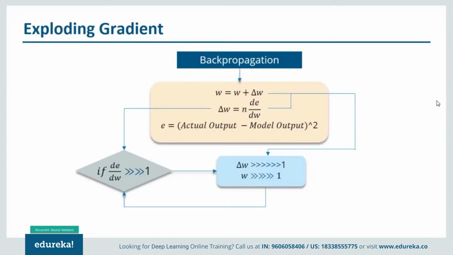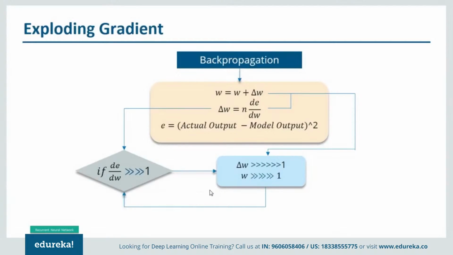Similarly, when I talk about exploding gradient, it is just the opposite of vanishing gradient. So what happens when your gradient, dE by dW, becomes very large, greater than 1, all right? And you have some long-term dependencies. At that time, your dE by dW will keep on increasing, delta W will become large, and because of that, the new weight that will come will be very different from your old weight. So these two are the problems with backpropagation.